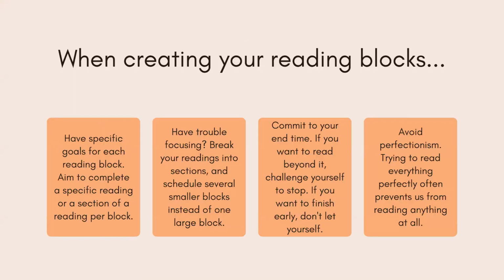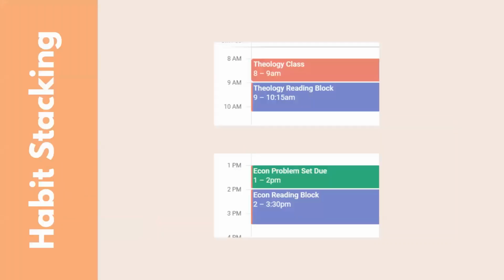When you are creating your reading blocks, here are a few things to keep in mind. One is that you should have specific goals for each reading block. Aim to complete a specific reading or a section of a reading per block. So with the last page that we looked at with these calendar blocks, I have my specific subject, theology and econ. You could make this even more specific by naming the reading or naming which pages of the reading you want to work on.